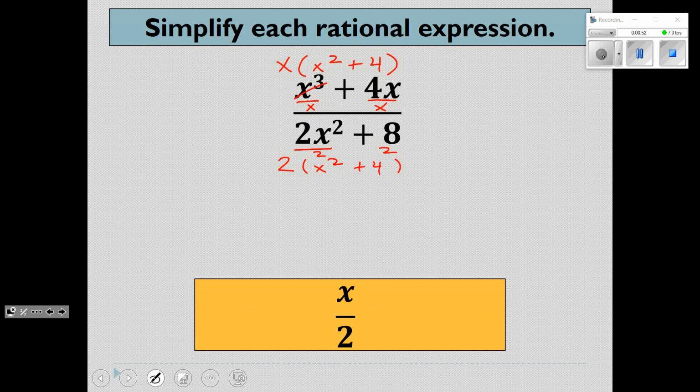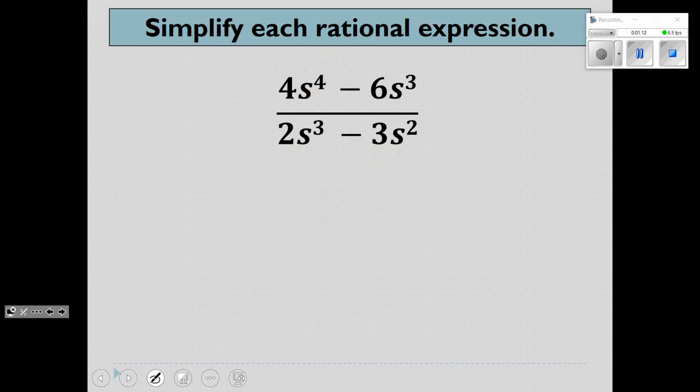So what did that leave us? On the top we had x times x squared plus 4, and on the bottom we had 2 times x squared plus 4. This binomial is the same as this binomial, so they cancel each other out. That leaves x divided by 2. So more practice doing what we did yesterday.